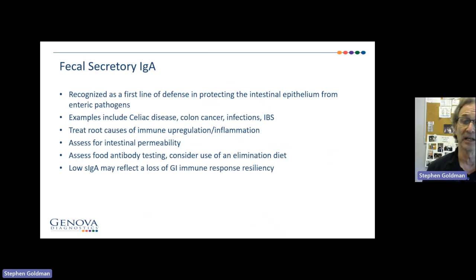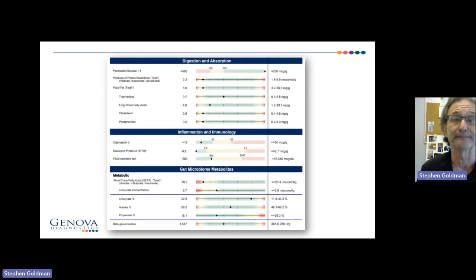So 2 points here. Number one, I mentioned colon cancer as an example, but again, secretory IgA is not a cancer marker per se. Secondly, we used to think low SIgA meant, hey, this is great. There's no reaction, no irritation to the gut lining. But I think that the messaging on that has changed over time, where you may be looking at a lack of immune response in the GI tract, and that's where you might want to consider treatment.